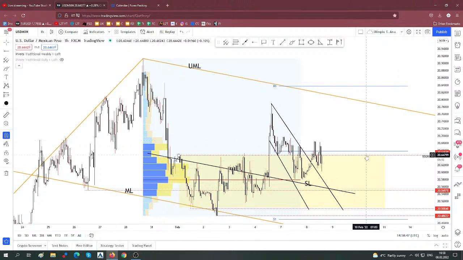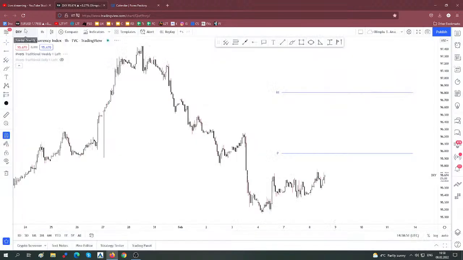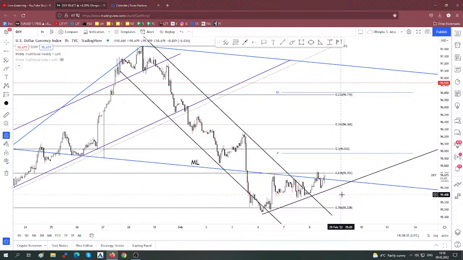But right now I'm still holding my trade on the US dollar versus the Mexican peso, because you can see here that the dollar index continues to pressure maybe the medium line, maybe also the 61.8, this zone area.